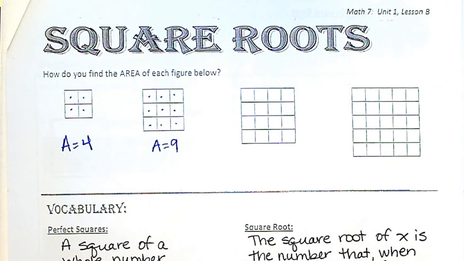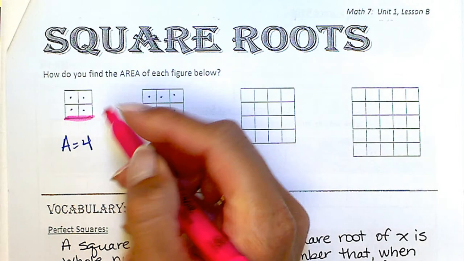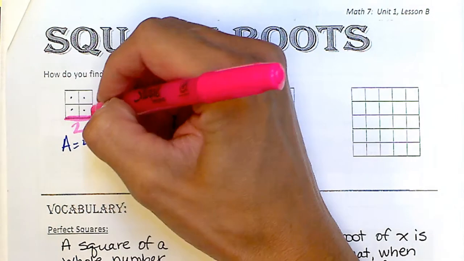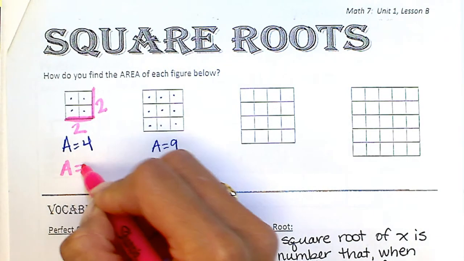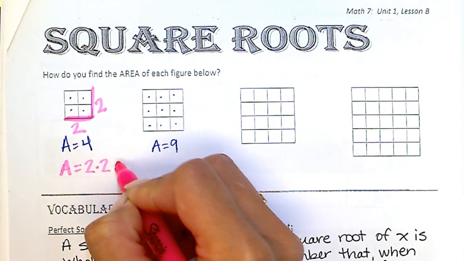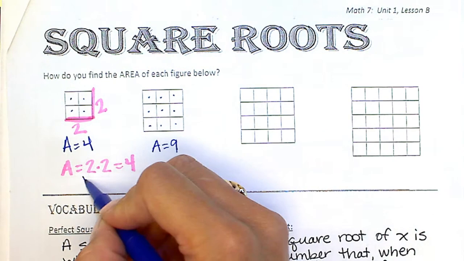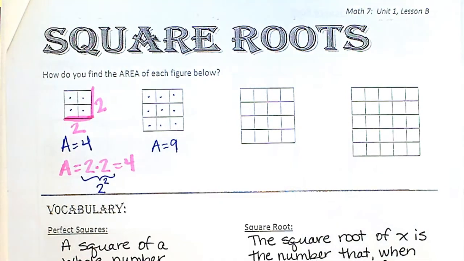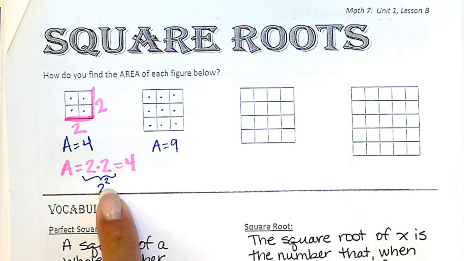Well, if we look at the first square and I count the length here, there are 2 boxes across the length. There are 2 boxes here, and so to find area, I would do 2 times 2, which is 4. However, keep in mind, we just did the lesson over exponents. 2 times 2 is really 2 squared. So that is an exponent. We squared the 2 and we got 4.